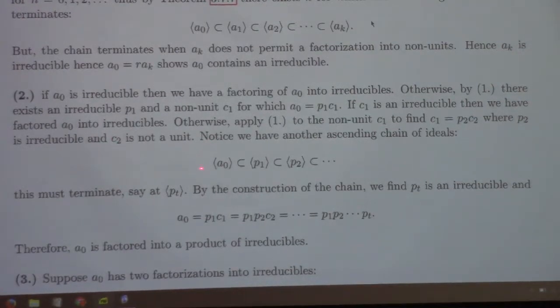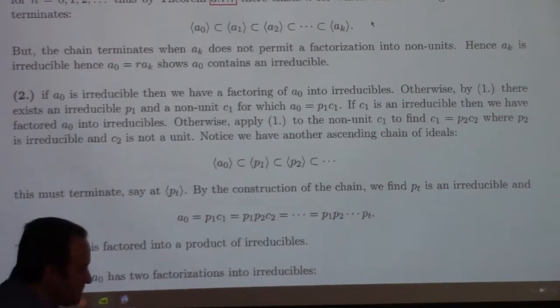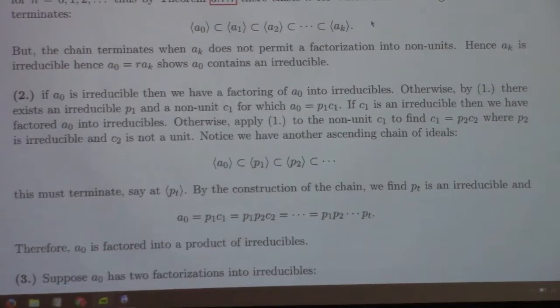And so this generates another ascending chain of ideals. In particular, A naught is a subset of that, is a subset of that. It's a strictly ascending chain of ideals. It has to terminate at finite length, and by the construction of this chain, that forces the last term to be an irreducible. And so we get that any non-zero thing in our PID is a product of irreducibles. Therefore, A naught is factored into a product of irreducibles.